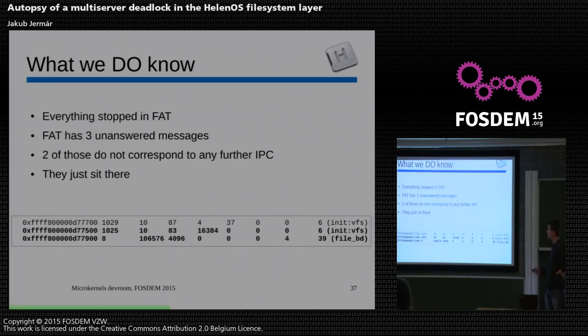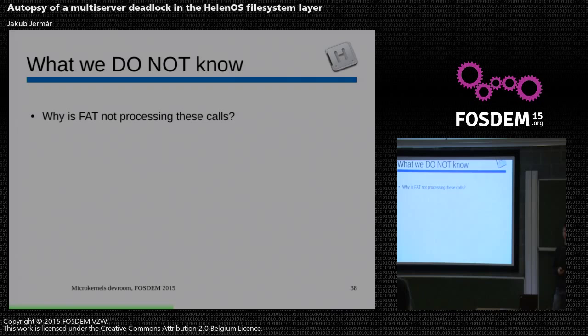Out of the three messages that we can observe in the FAT file system server, there is no follow-up action on these two. This is what I've already said, there's no progress. So we need to actually find the answer for why there is no forward progress. Why is nothing happening with them? Why is FAT not processing them?